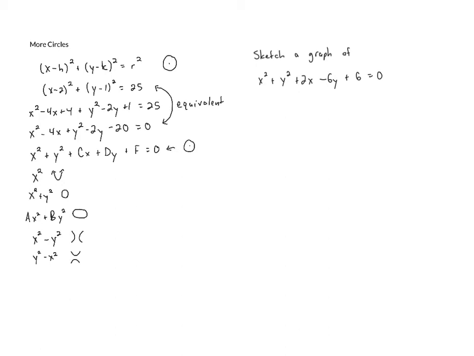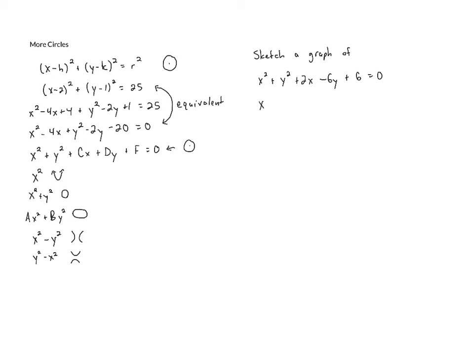Now our goal is to get this into the standard form for a circle. But to do that, we're going to have something with x squared and something with y squared. And to get to this step, we need perfect square trinomials. So we're going to have to group the x terms and the y terms together and complete both of those squares.